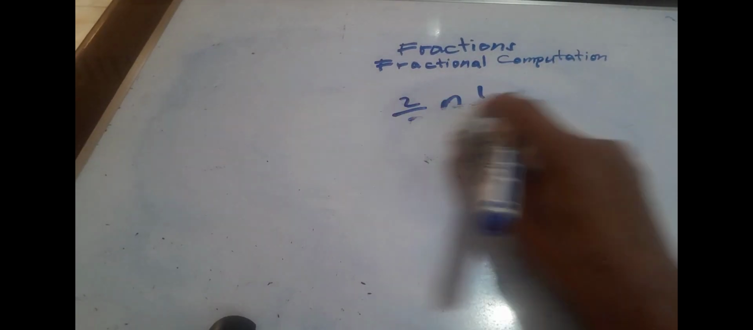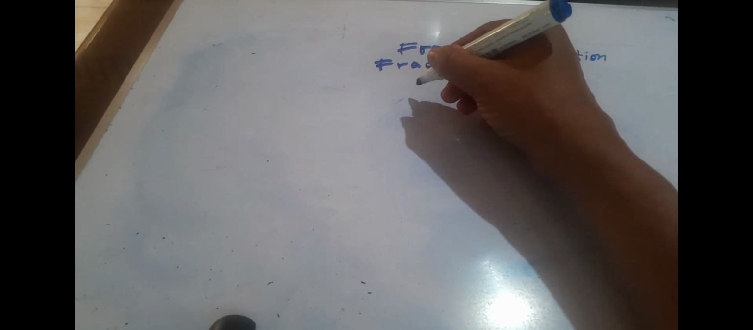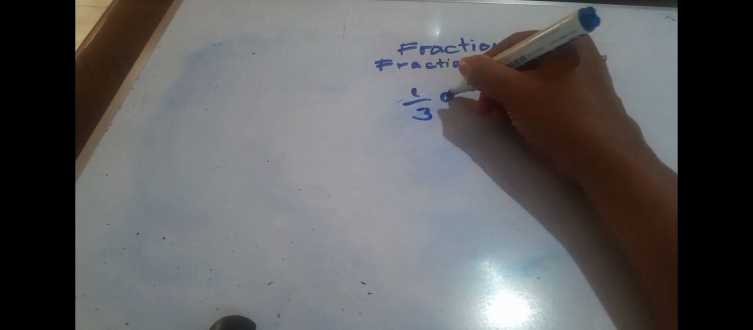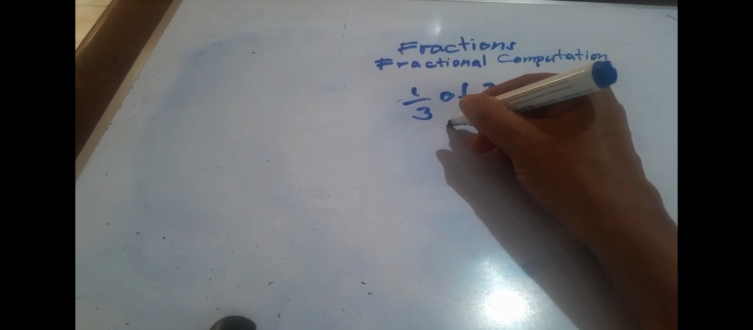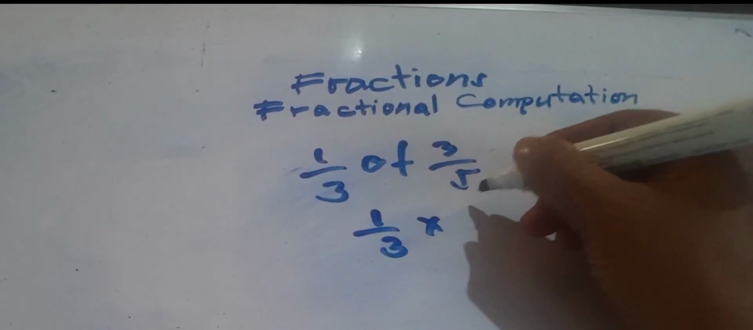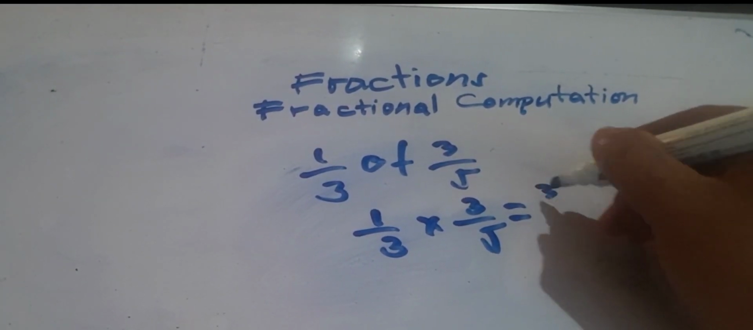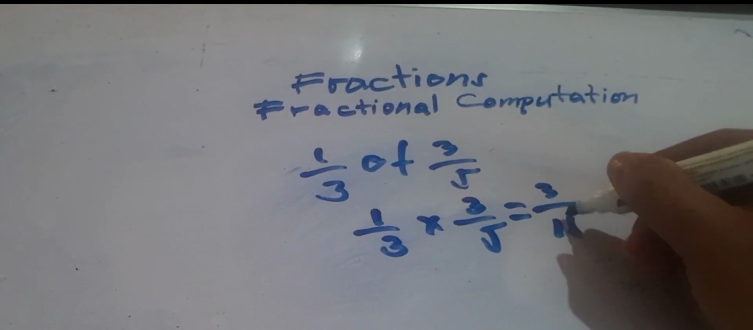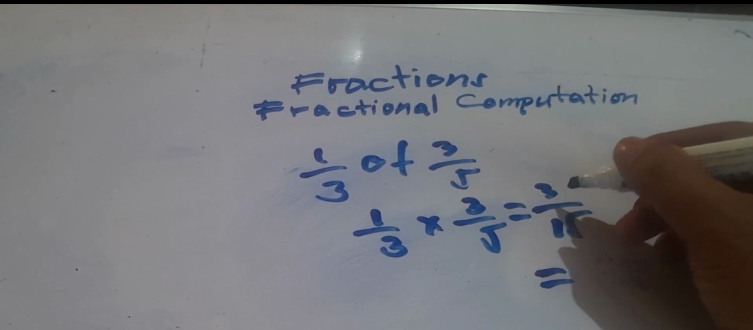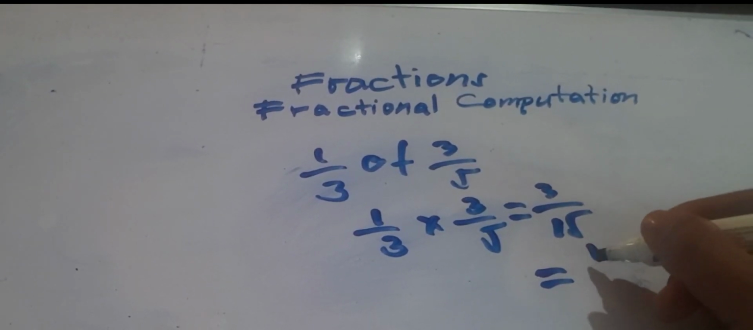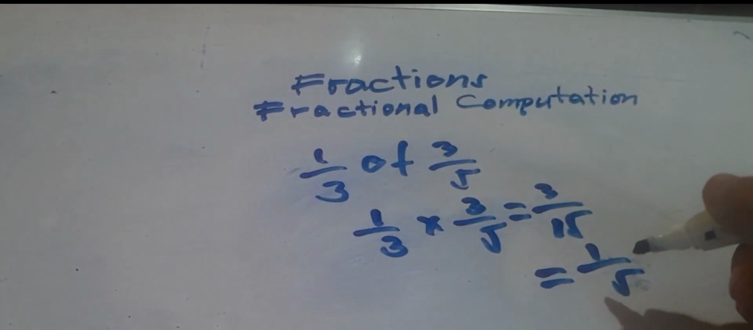More examples. Let's say 1/3 of 3/5. What is 1/3 of 3/5? By computation, 1/3 times 3/5. We have 1 times 3 equals 3 over 3 times 5, 15. But there is a common factor between 3 and 15, that is 3. So 3 divided by 3 is 1, and 15 divided by 3 is 5. So 1/3 of 3/5 is 1/5.